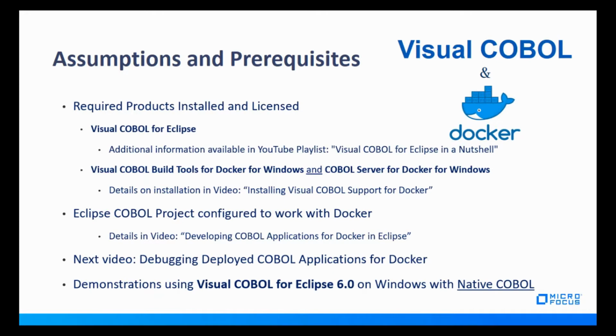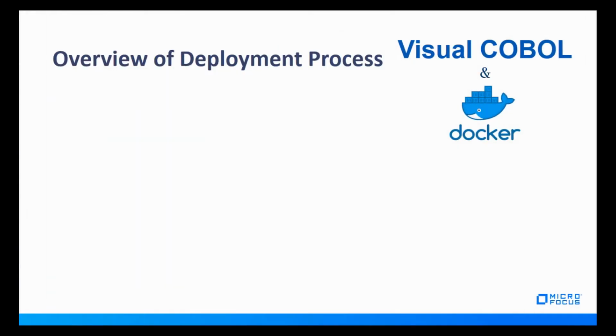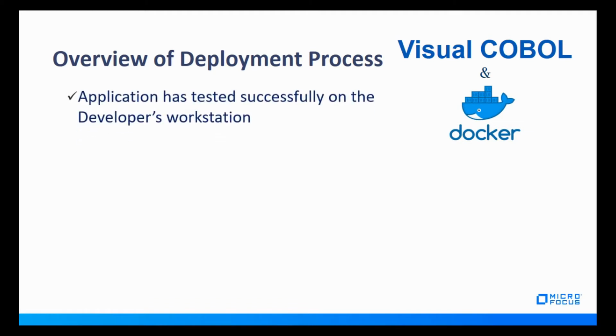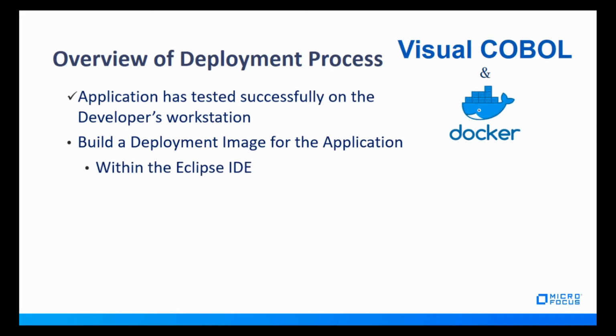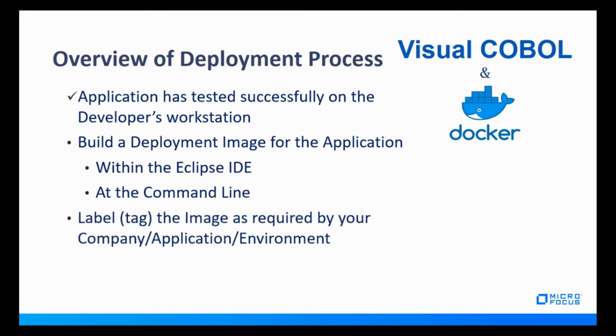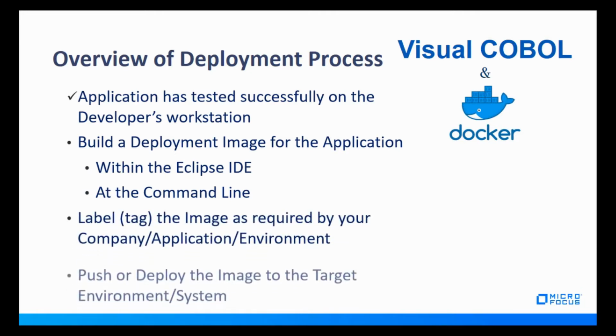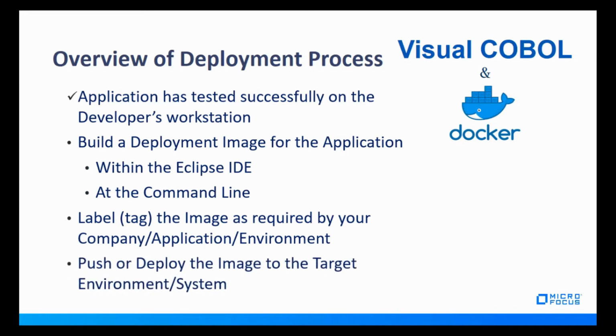First, let's look at a high-level overview of the deployment process. These steps assume that dev testing has been completed on the developer's workstation. Now you are ready to deploy your application beyond the development environment, so you'll need to build a deployment image. This can be done within the Eclipse IDE or from the command line. Then the resulting image can be labeled or tagged as required in your organization, and finally, the image can be pushed or deployed to make it available beyond development.